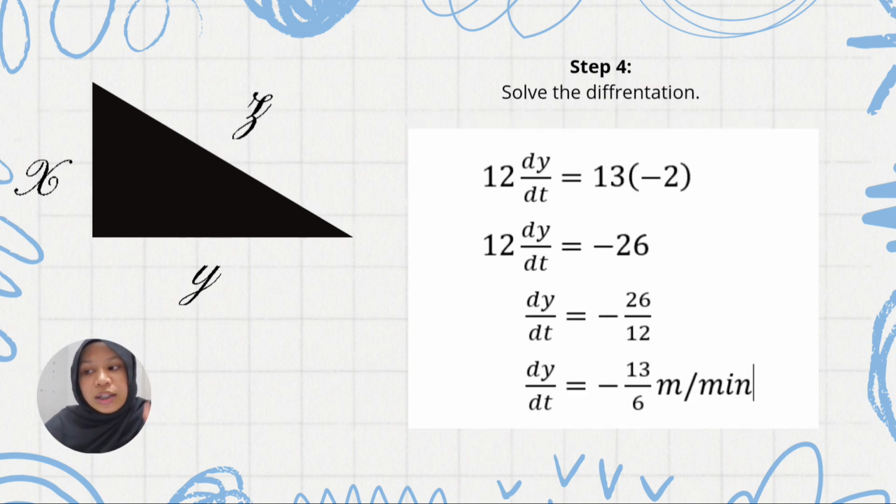So we substitute y to 12. So it's going to be 12 dy/dt equals z. z is 13. Remember, we solved it from the theorem in the second step. So you substitute z to 13 and dz/dt is negative 2, because we already found it in the first place. So 12 dy/dt equals negative 26. You solve it, move it to the right side, and you get dy/dt equals negative 13 over 6.